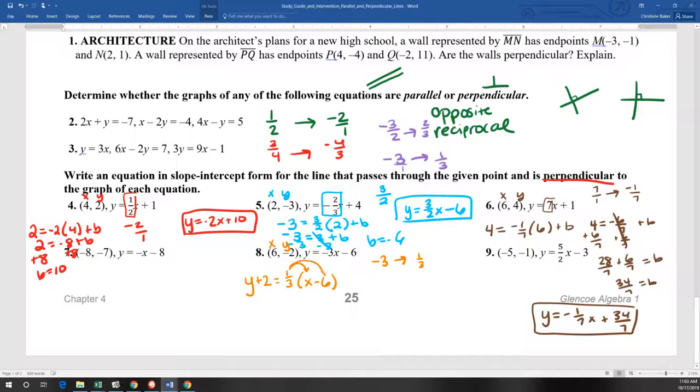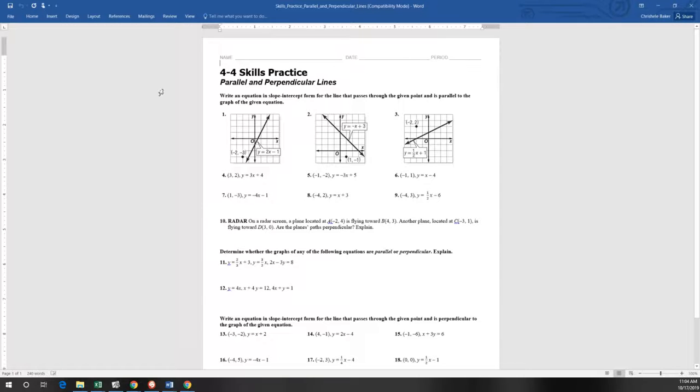I can distribute my 1/3. 1/3 of negative 6 is negative 2. Subtract 2 from both sides, and I have 1/3 x minus 4. So that is just another way that I could use to write in either point slope form or slope intercept form. I'm going to do a couple more problems.